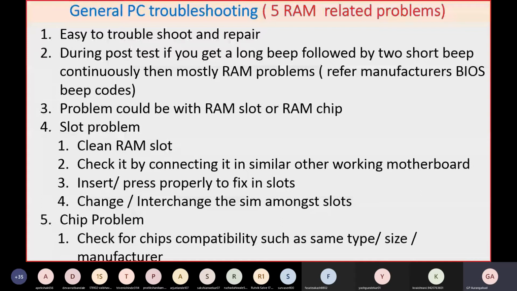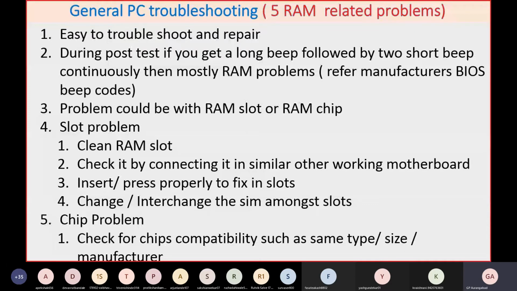Again I will say, if your PC does not start, 20% of the time your RAM is faulty. So you have to see how you can diagnose RAM related problems and how you can overcome them. It is relatively easy to troubleshoot and repair RAM related problems, because most of the time, if the RAM is problematic when your POST starts, it will give a long beep followed by two short beeps continuously.